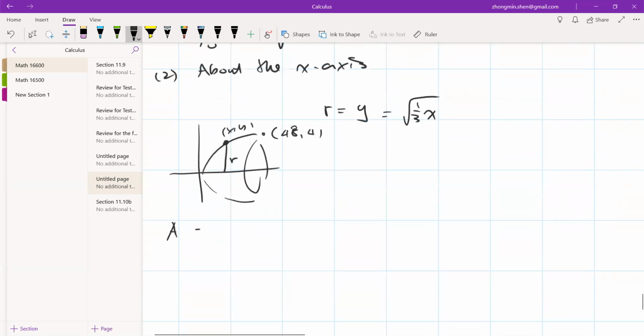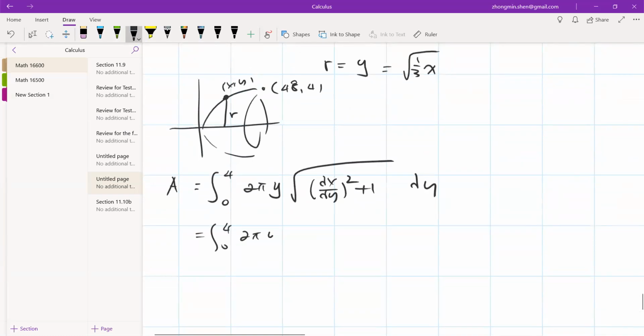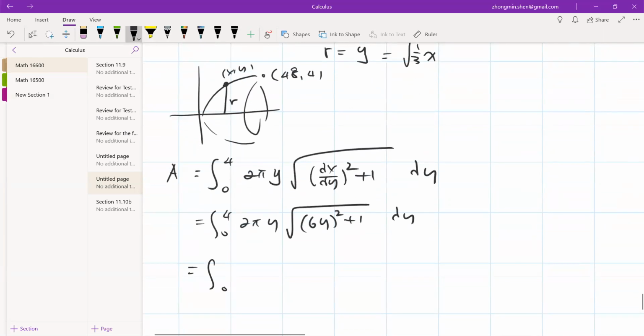So the surface area, if you use the y variable, is from 0 to 4 of 2 pi r, the y. Okay. Then it's the square root of (dx over dy) squared plus 1. And I think using the y variable is better in this case. And this will be the square root of 36y squared plus 1. You can easily evaluate this integral by substitution, because there's y squared inside the radical and y outside.